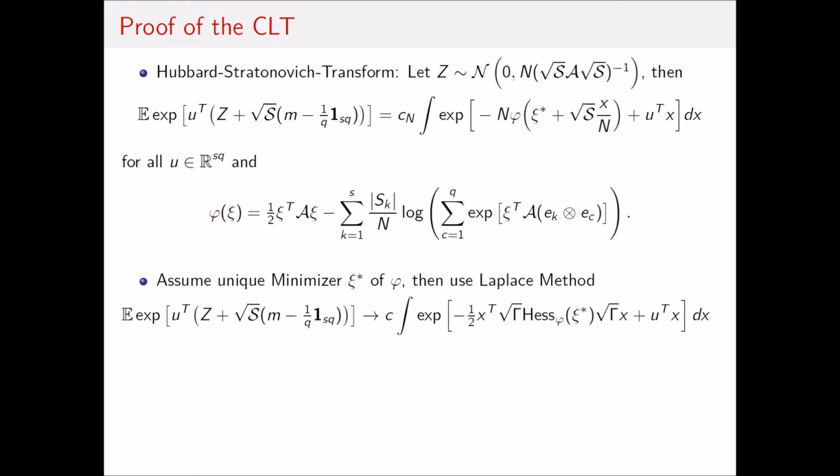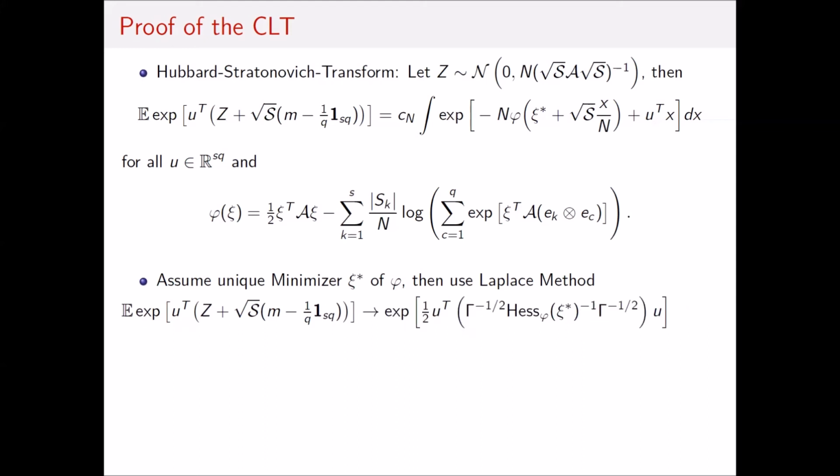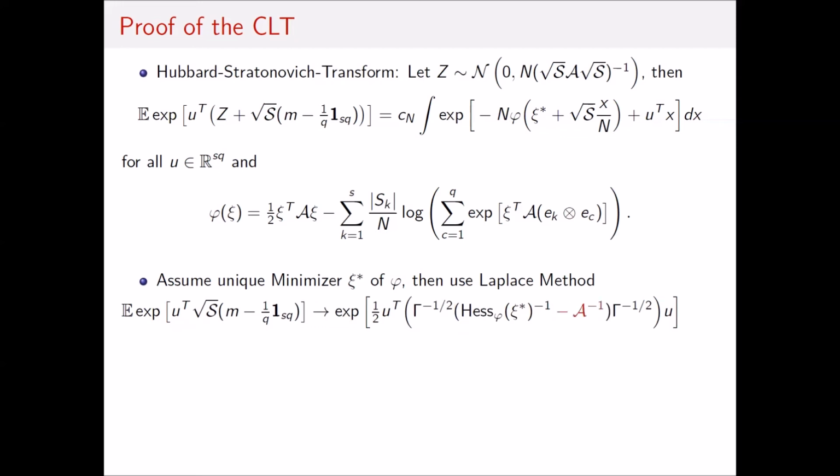For now, let's just assume that we already found a unique minimizer of this function phi. Then we could use the Laplace method, which in this case just tells us that this moment-generating function will converge to an integral of the exponential of the Hessian of phi. But this limit is nothing but the moment-generating function of a different Gaussian distribution, so we can explicitly write it down. On the left-hand side, we still have this independent Gaussian vector Z, but since it's independent, we can just put it to the other side.